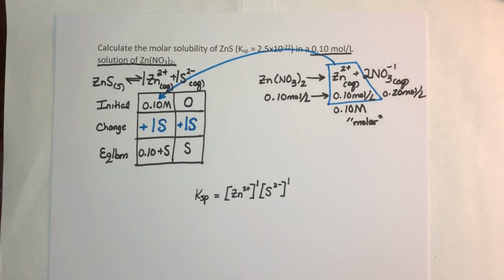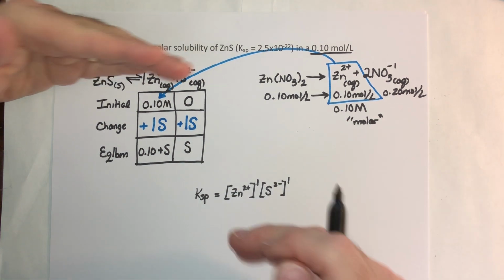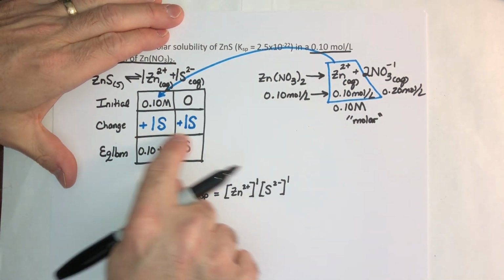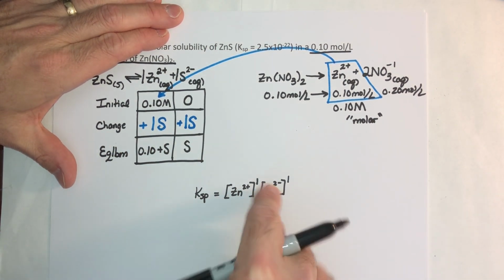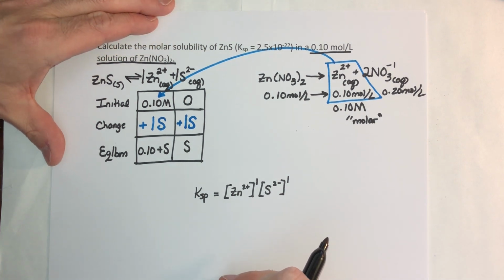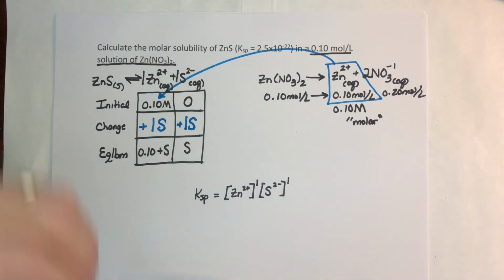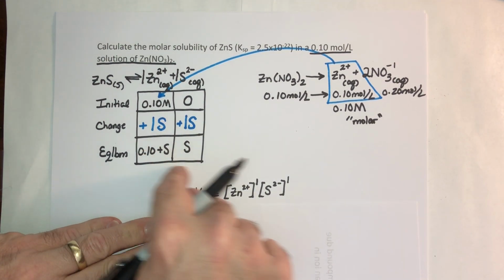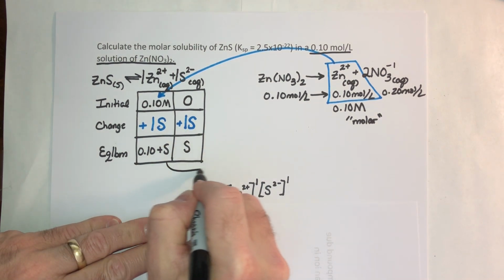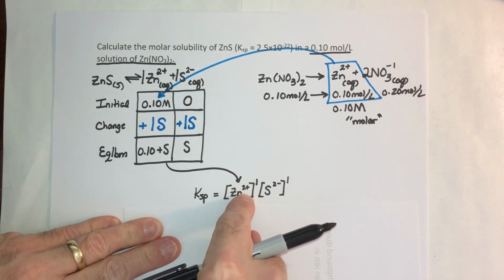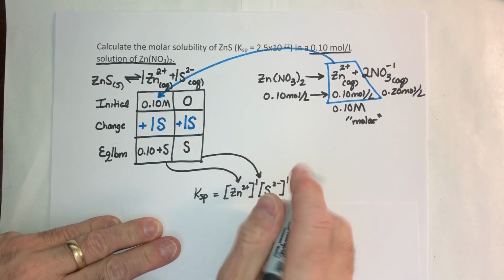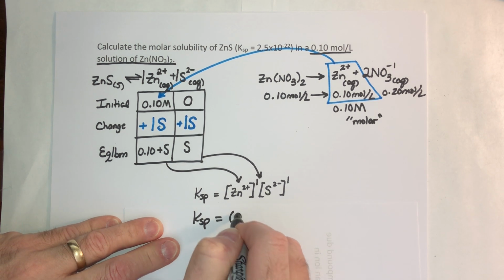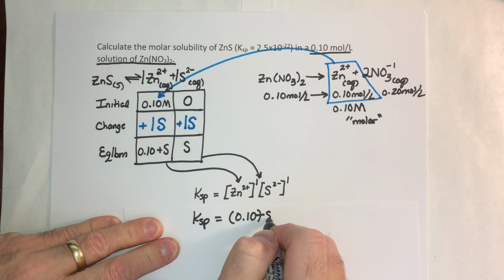Okay, now at this point, once you have your equilibrium expression, and once you have your ice table, normally we take the values from the equilibrium and just substitute them in, and then do our math to solve it out. Now, if we attempt to do that here, let's just do a demonstration. If I were to put these two numbers in, if I were to take this one and put it here for the zinc, because this is the zinc number, and if I were to take this one and put in for the sulfur, because this is the sulfur number, I'd have KSP equals 0.1 plus S times S.